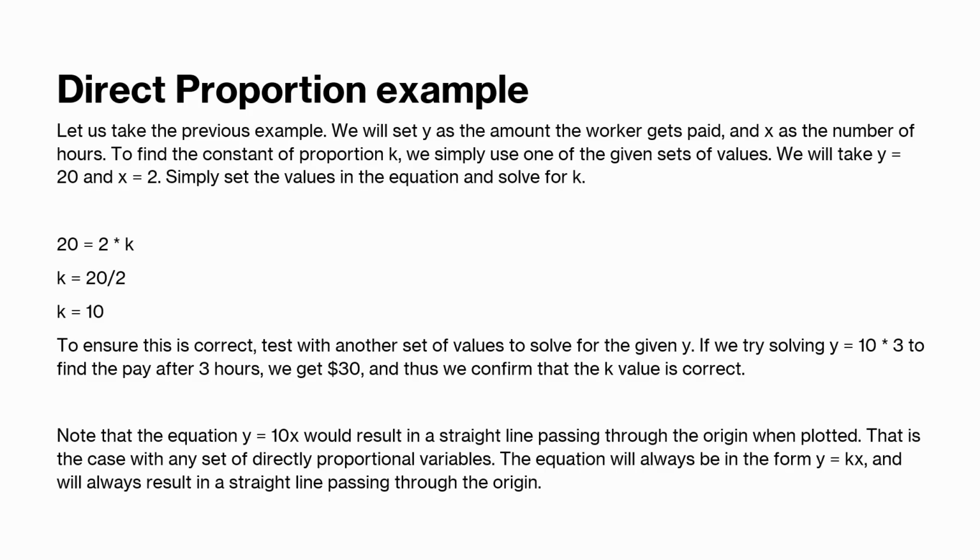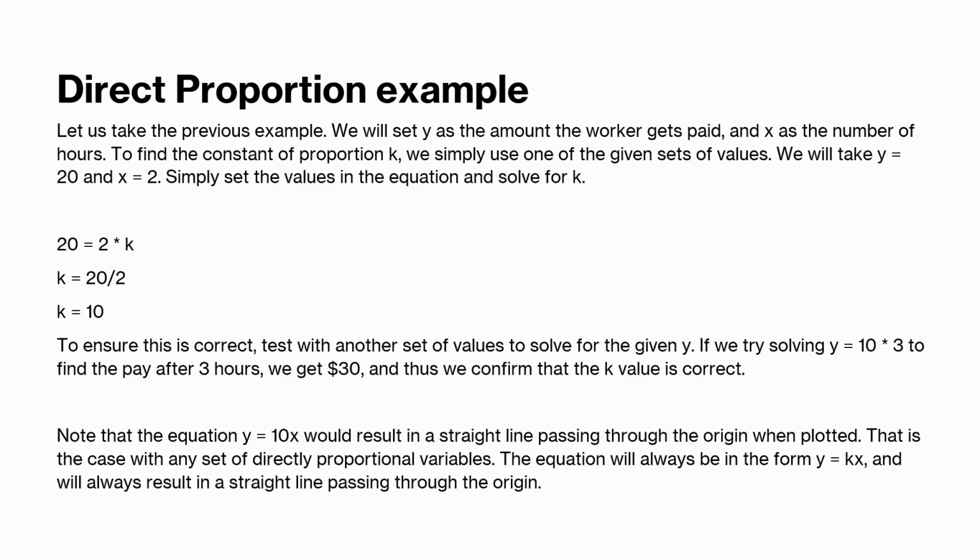Now we'll take a look at a problem that involves direct proportion and solving for the constant of proportion. Let us take the previous example. We will set y as the amount the worker gets paid, and x is the number of hours he works. To find the constant of proportion, k, we simply use one of the given sets of values. So we have $10 per hour, 20 for 2, and 30 for 3. We will take y equals 20 and x equals 2. To solve for the constant of proportion, we simply set the values in the equation and solve for k. So we'd say 20 instead of the y, 2 instead of the x, we'd get 20 equals 2k. To get the k, simply divide 20 by 2, you get 10.